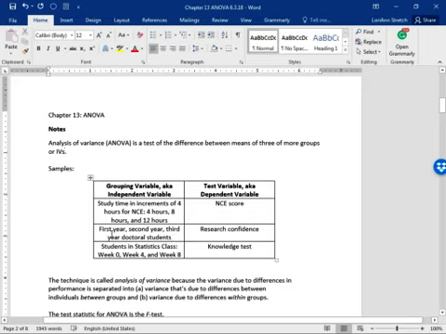I can also look at first year, second year, and third year doc students and measure their research confidence. I can also look at students in a statistics class at week 0, week 4, and week 8 and do a knowledge test to see what they've learned. And again, we won't know what those differences are, we'll just know that there is a difference.